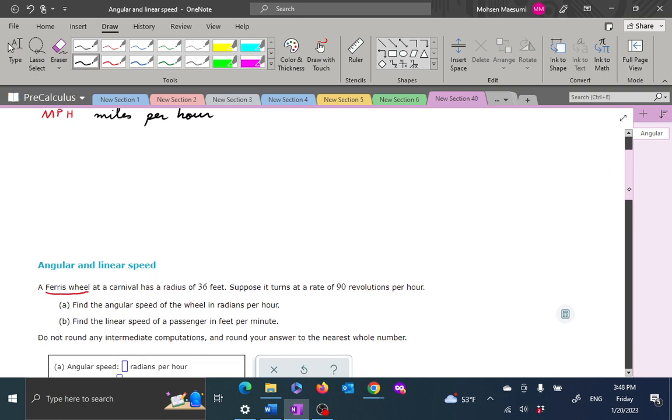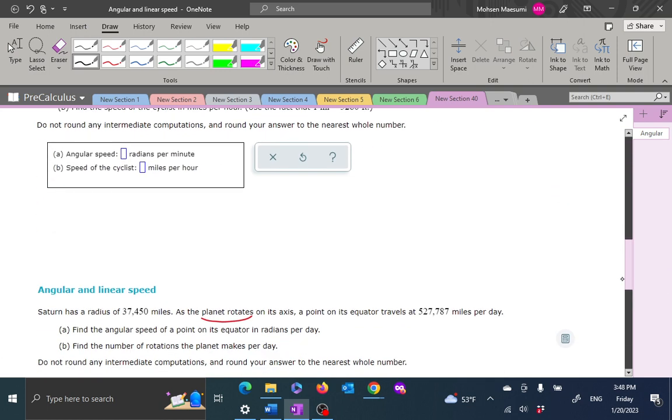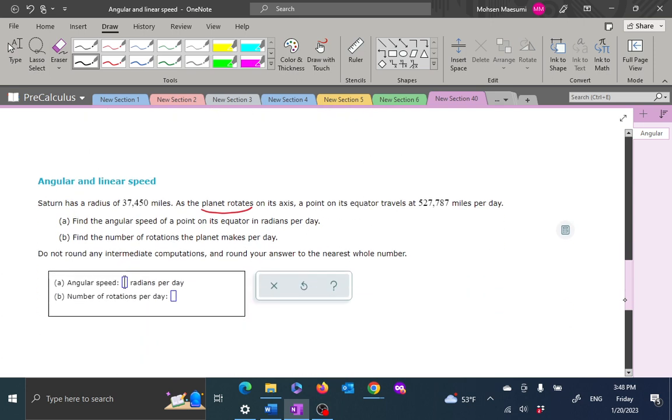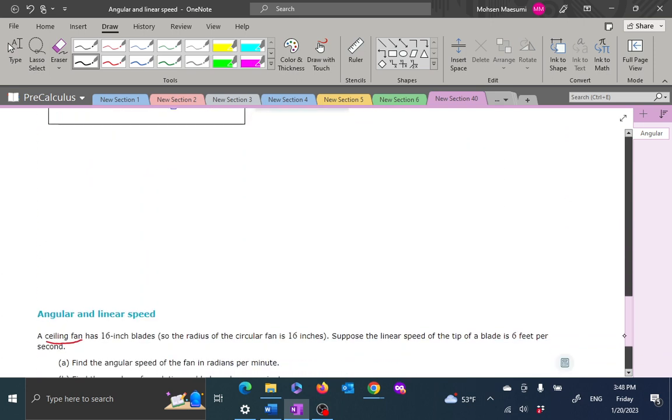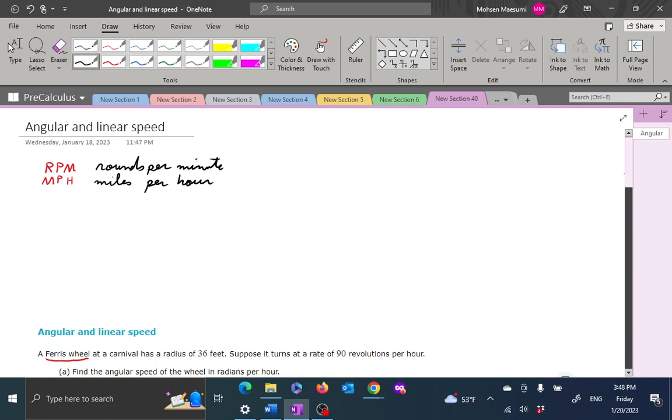So we are going to look at a Ferris wheel, a bicycle, a planet, and a ceiling fan. The idea is these are things that turn. So we can measure the speed by either talking about angular speed, how fast they turn, and then the other one is by checking to see the linear speed.